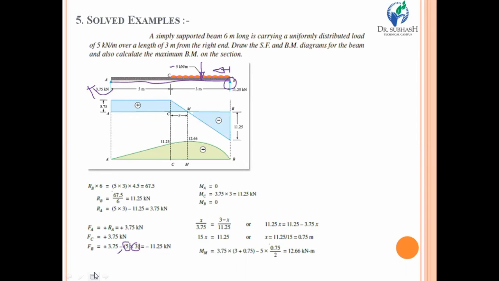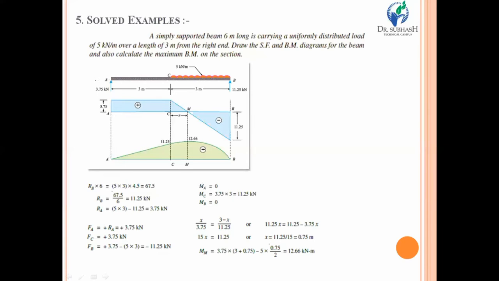So 3.75 minus 15 is equal to 11.25 kilonewton, that is the force which is acting in downward direction. Now, once you have calculated the shear force acting in different sections, you just calculate the bending moment at that particular section.